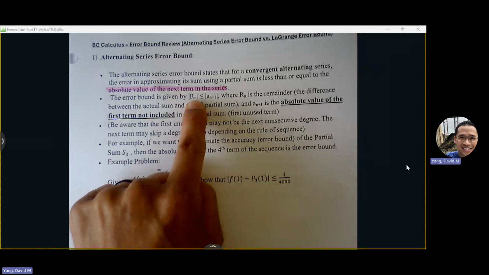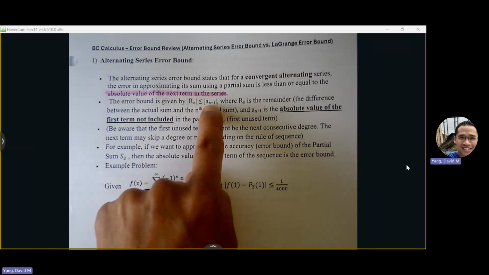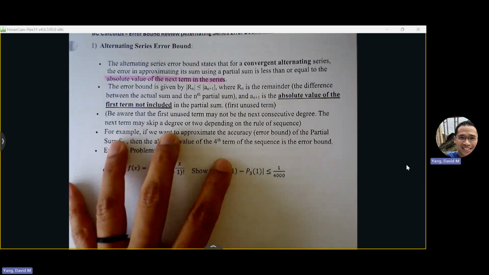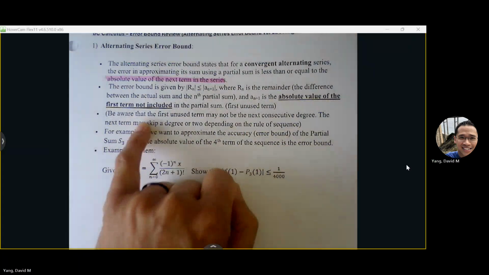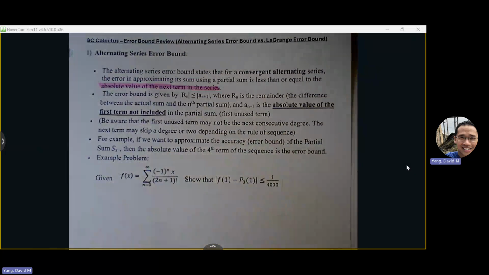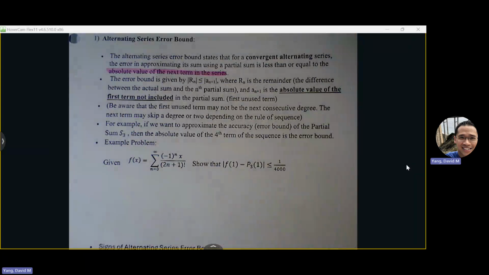So whatever polynomial we're sitting at, the first unused term, the next term, is going to provide us a good ballpark value of the accuracy of our approximation. It doesn't mean that it's the exact error, but it's a good ballpark value, especially something that we can find really quickly. However, be aware that the first unused term may not be the next consecutive degree. It's whatever the rule of sequence gives you. Depending on the rule, sometimes it can skip every alternating degree. So it's just whatever the first unused term of the sequence gives you.